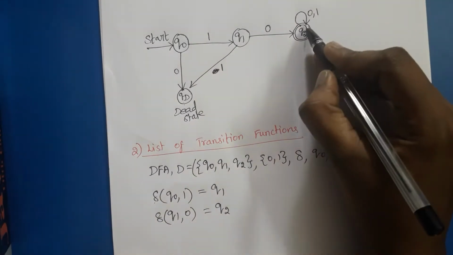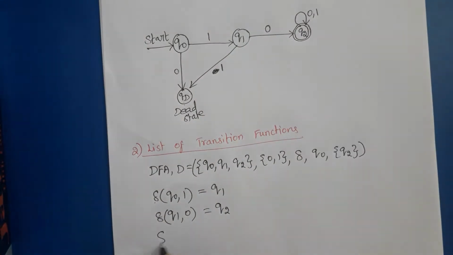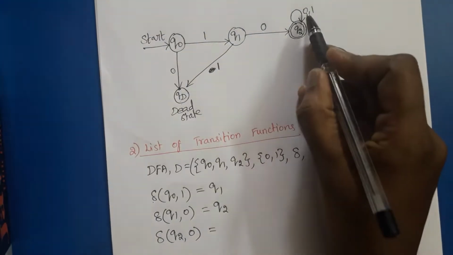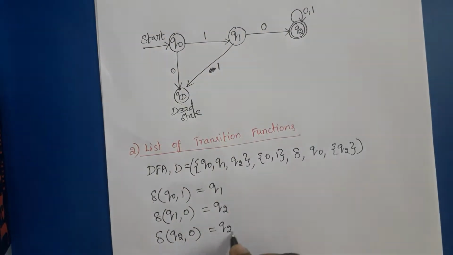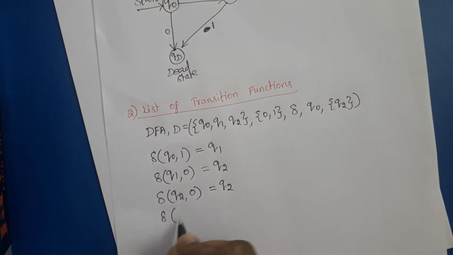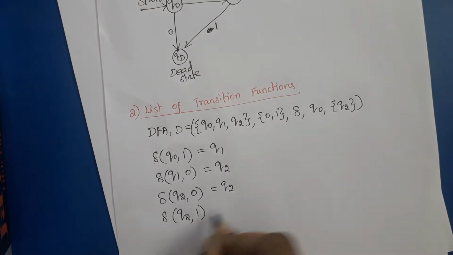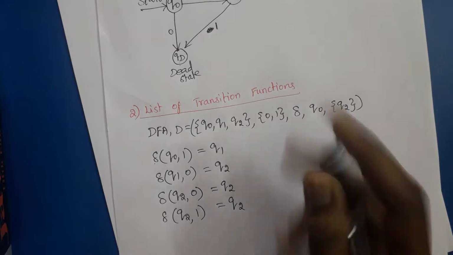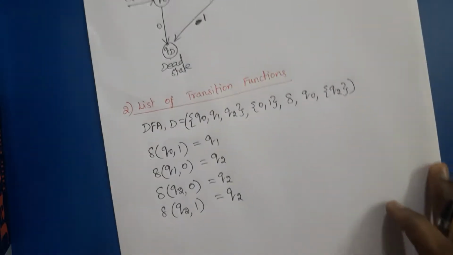Then from Q2, there are 2 transitions. So delta of Q2 comma 0, Q2 and 0 goes to Q2. Then delta of Q2 comma 1 equals Q2. These are the list of transitions.